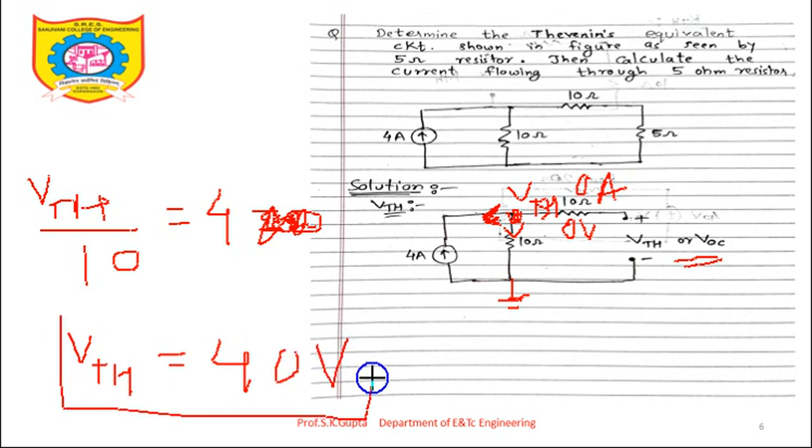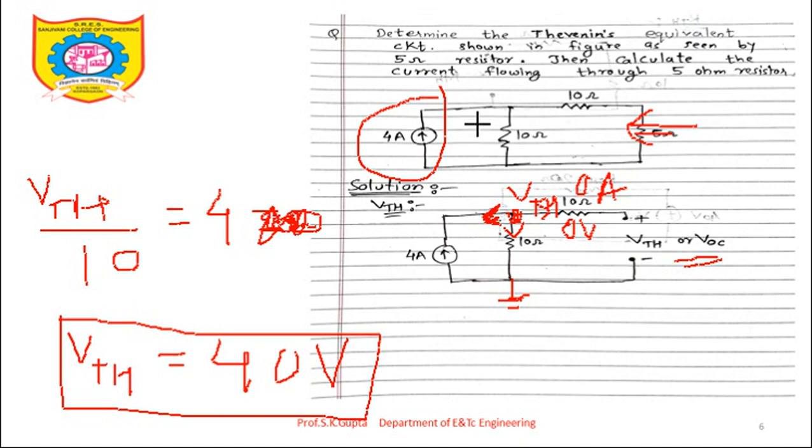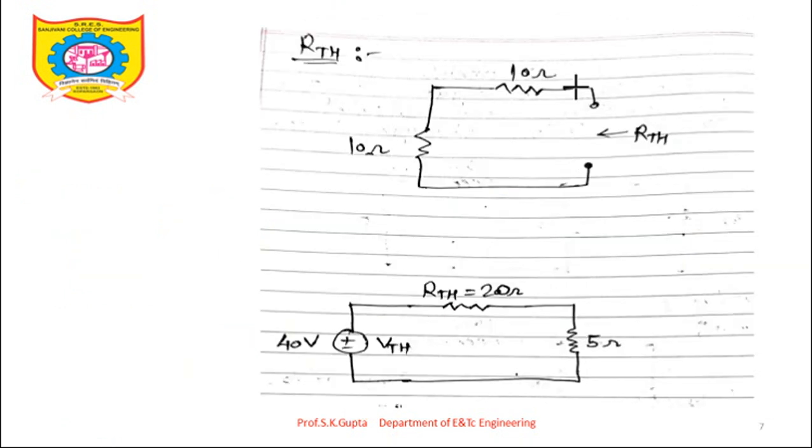Now next I have to determine RTH for this circuit. Looking from this terminal, I have to determine RTH. So the procedure to determine RTH is to turn off the independent source. That means turn off this 4 ampere current source. And turning off a current source means open circuit. So make it open circuit. So my circuit will look like this.